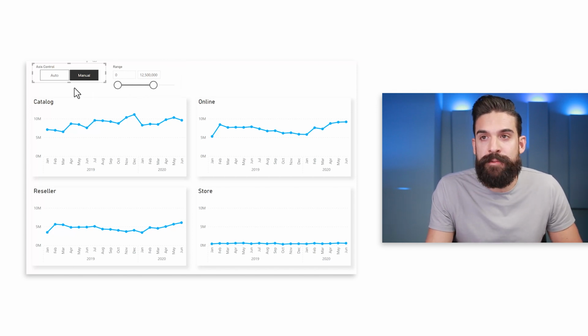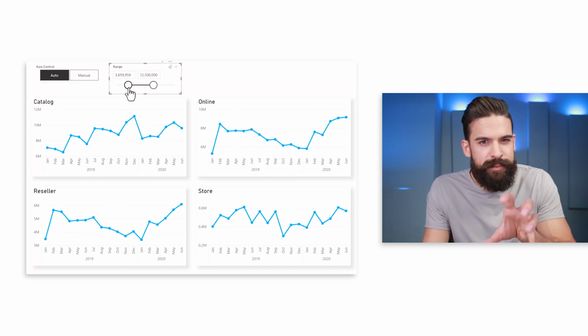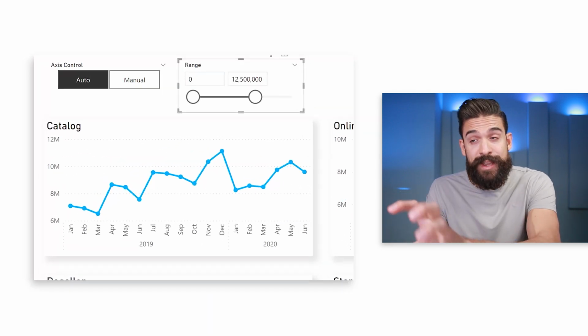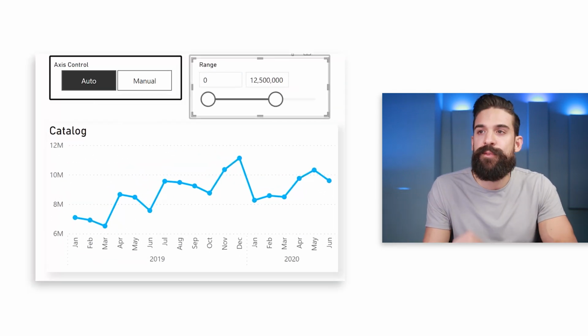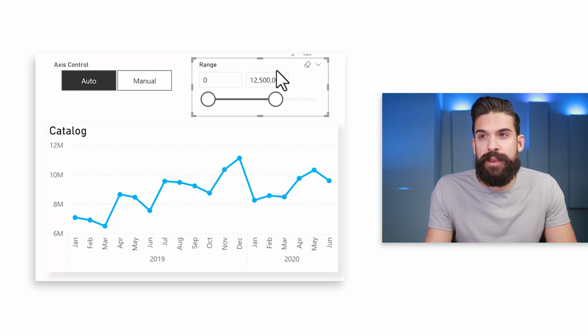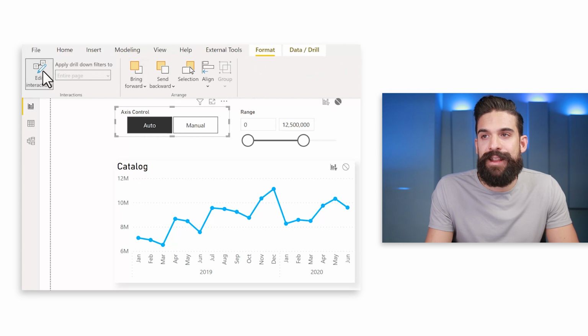Now, the only problem is that when I switch here to auto, I can still play around with this slider. However, nothing really happens until I switch to manual, which is maybe a little bit weird. So as a finishing touch, I would like that slider to get disabled when I switch to auto. Now, how can we do that? With a filter. A filter on the range slider. Now for this, it's going to be important that the axis control filters the range slider. So just double check by selecting it. Go here to format, edit the interactions, and make sure that it's set to filter.